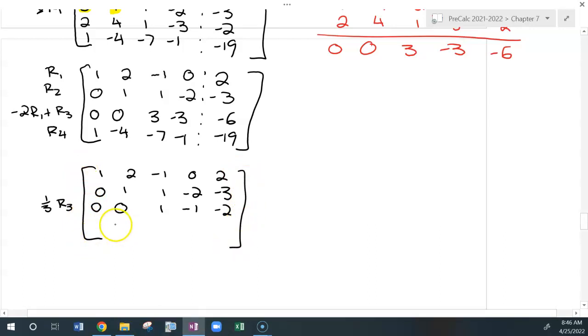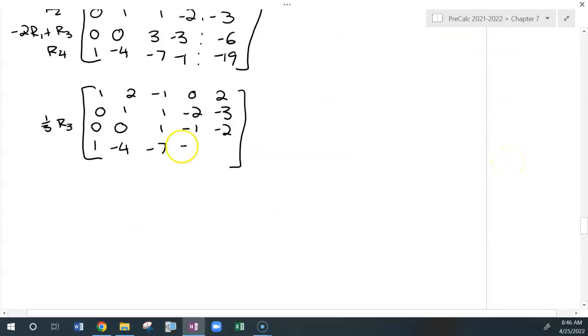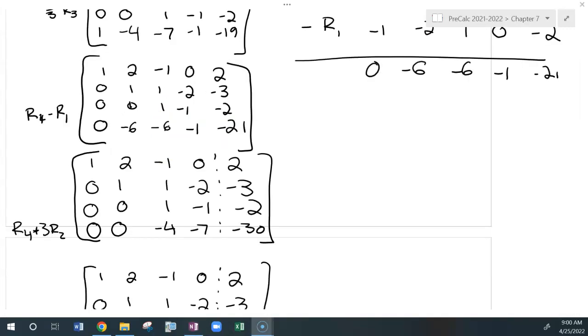And I have 1, -4, -7, -1, -19, and there's my little dash line. All right, so let's check. Row 1 is fine because I have 1 as my first number there. Row 2, I have a 0, then a 1. That's fine. Row 3, I have a 0, 0, and then a 1. That's fine. So now I have to figure out row 4.